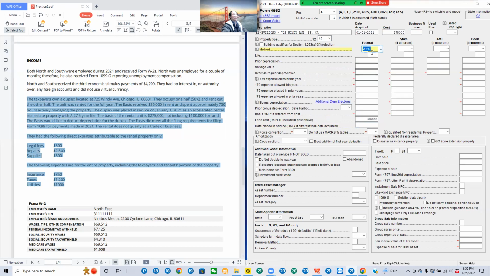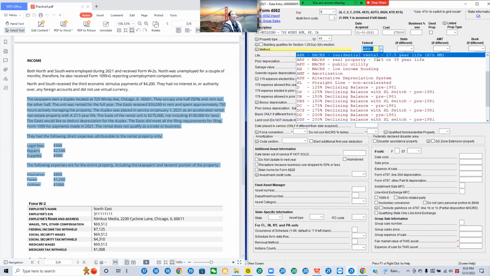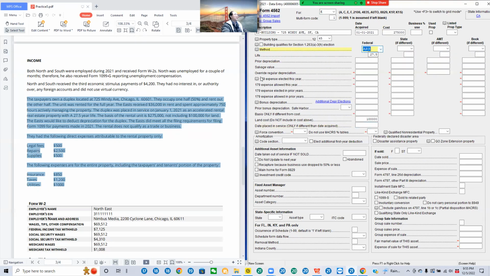Use this. And you can put 27.5 in here. If you don't put this, once you choose this one, it's already there. Now, this is the very first year to put it in. So therefore, there's no prior depreciation.